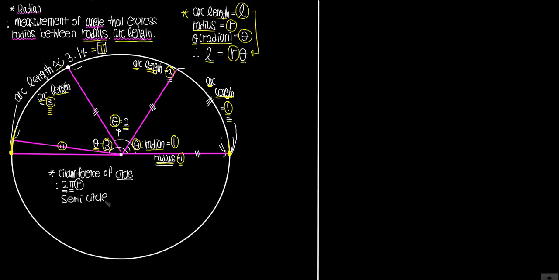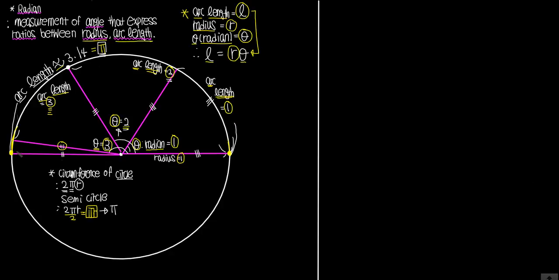And the semicircle has half of the circumference of our circle, so it will be 2 pi r, the circumference of our circle, divided by 2, which is going to be equal to pi r. So pi r will be the circumference for our sector, but we need to remember that in this case the radius is simplified as 1. So the circumference for this semicircle will be equal to pi. That's why we can write the arc length for this semicircle as pi.